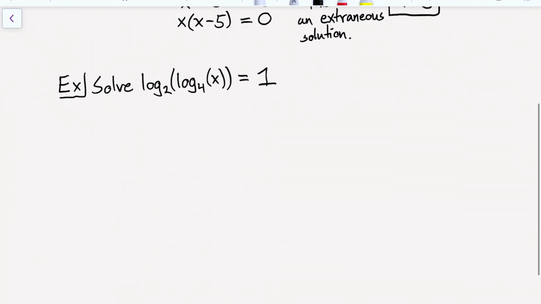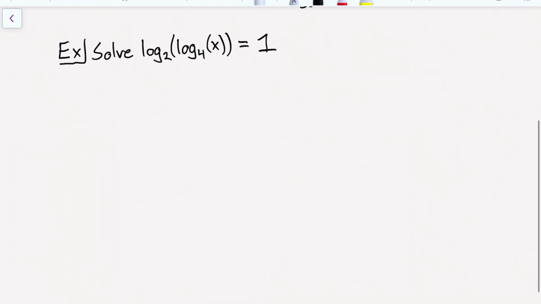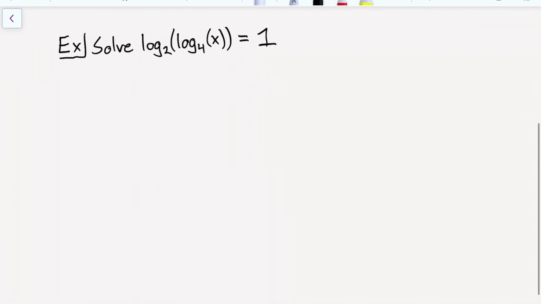In some examples, I may be able to simply apply the definition of a logarithm, writing it in exponential form, to solve for x. In the following example, let's consider the outside logarithm first. If we have log base 2 of all of this inside material equal to 1, that is the same as saying 2 to the power of 1 equals log base 4 of x.